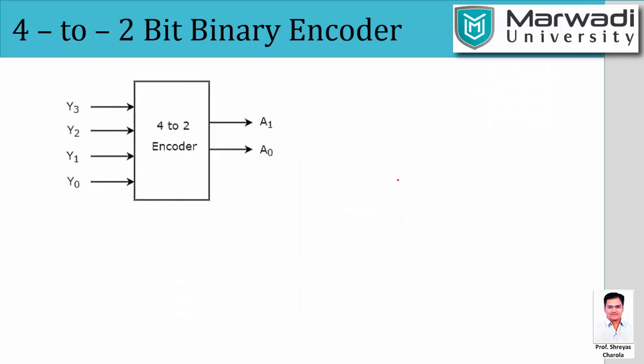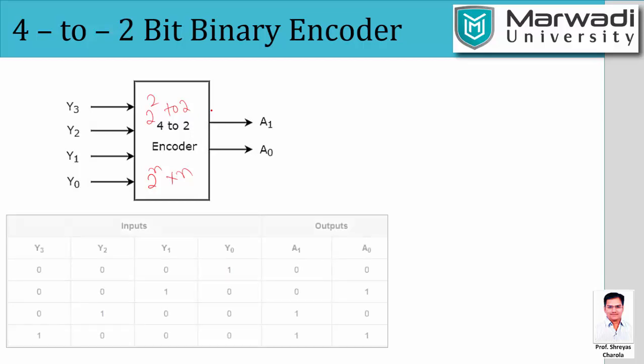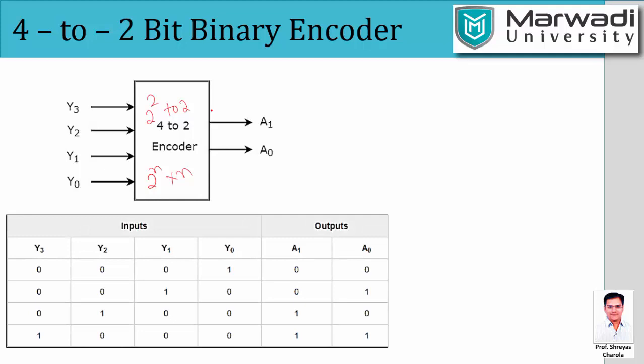Let us take the first example of a 4 to 2 encoder. I told you it's 2 raised to n into n, so 2 raised to 2, that is a 4 to 2 encoder. I have y3, y2, y1, y0 as inputs and A1 and A0 as outputs. Based upon the truth table, suppose the input is 0 0 0 1, the output will be 0 0. That means y0 gives 0 0. If it is 0 0 1 0, it will be 0 1.